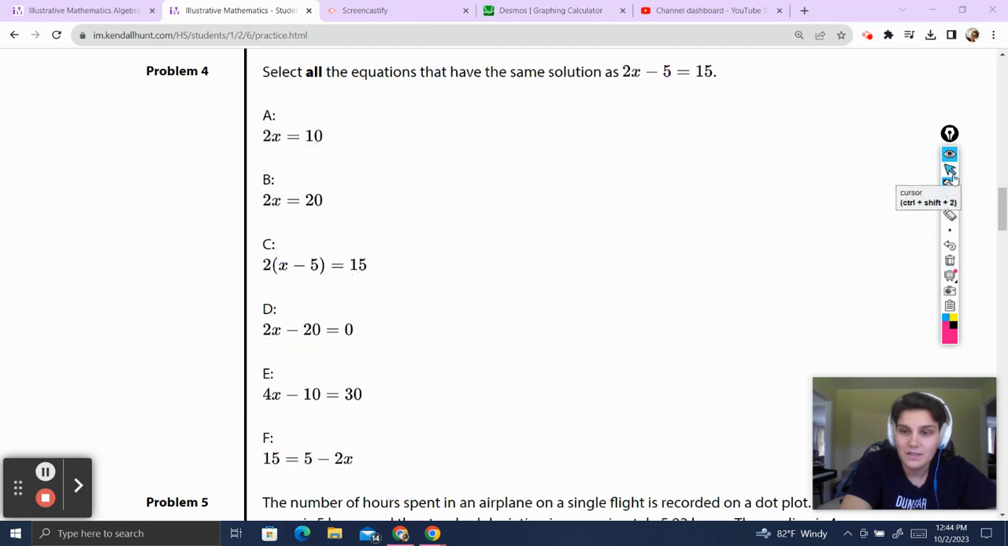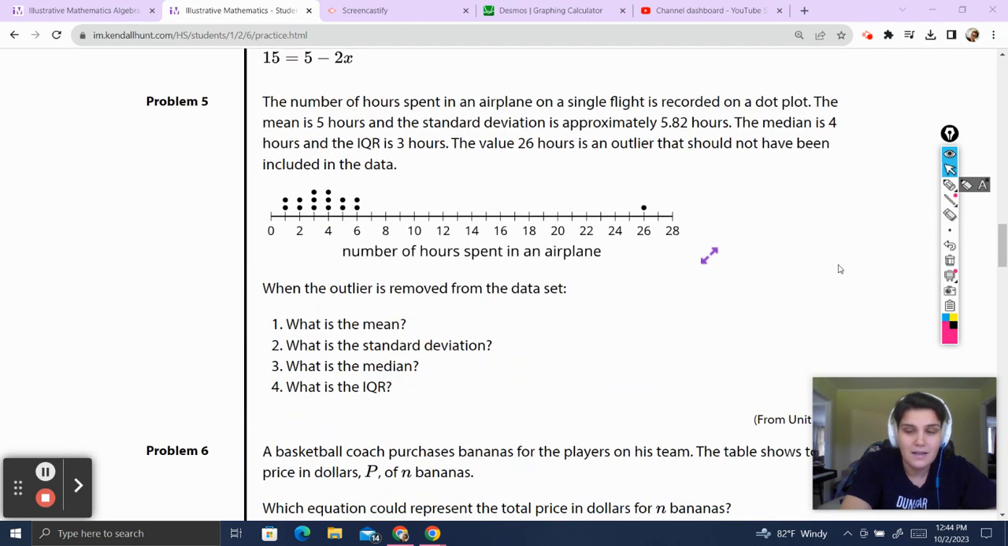If you need to pause to review this as I go on, feel free to do it. Problem number 5. The number of hours spent in an airplane on a single flight is recorded on a dot plot. The mean is 5 hours, and the standard deviation is approximately 5.82 hours, which means usually it takes about 5 hours on a flight.